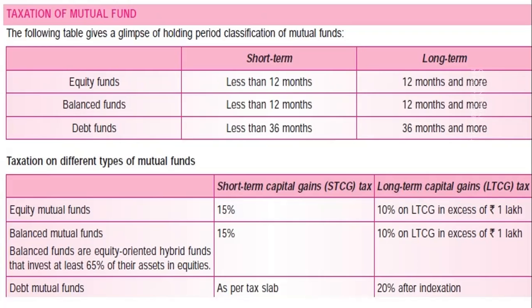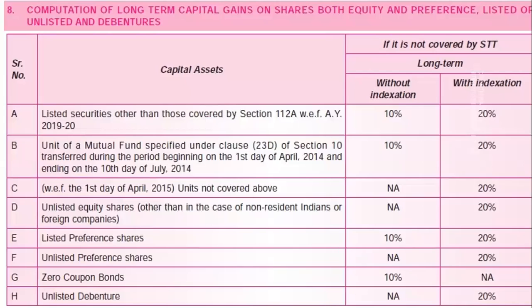Clear for equity and all mutual funds, this slide would be okay. Computation of long-term gain on shares, both equity and preference, listed or unlisted, equity and debentures. If it is not covered by STT, these are the assets which I covered, which are not covered under section 112A, 111A. Long-term, without indexation, with indexation. So my asset is held for more than 12 months.